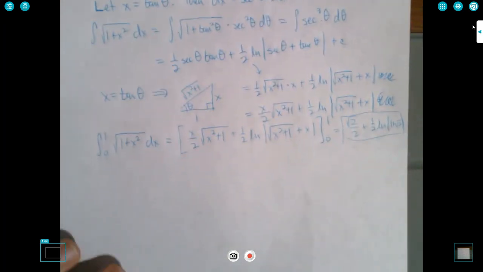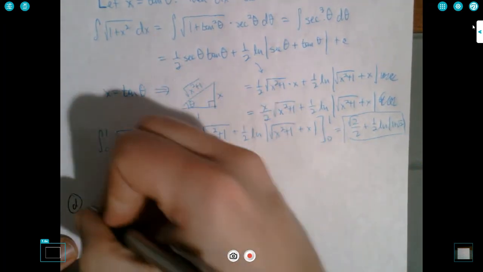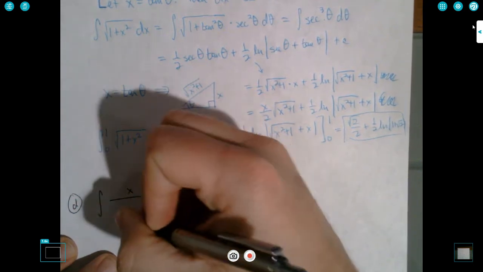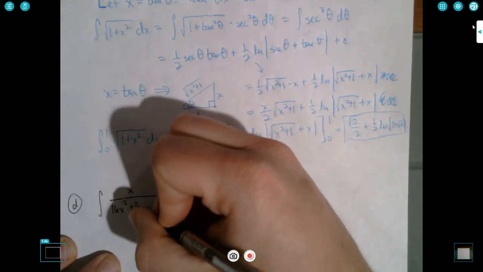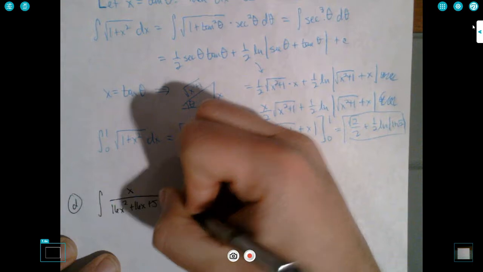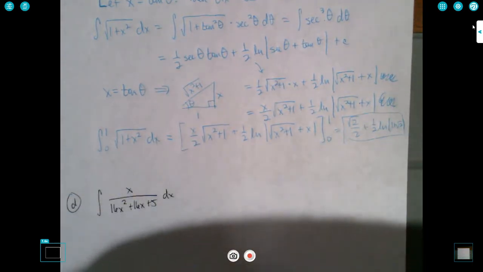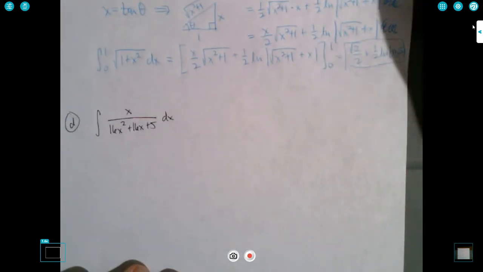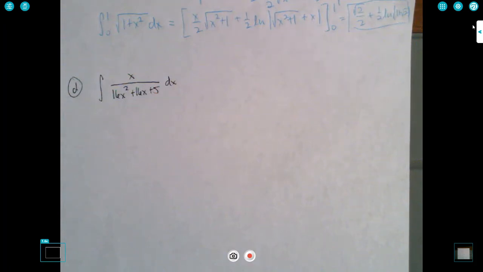Let me show you another example. Ooh, this is a nasty one. Let's do x over 16x squared plus 16x plus 5 dx. So this one doesn't even have any square roots. I'm kind of curious if we're even going to end up doing a trig substitution. I kind of think that we won't, but maybe we will.